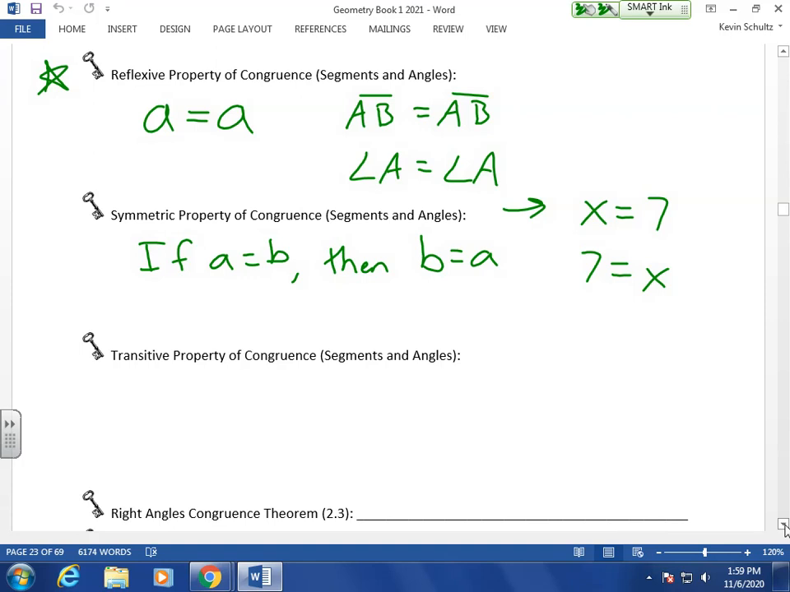Okay. So that is the symmetric property. The transitive property, and I want you to star this one as well, because this one you will use very, very frequently, says that if A equals B, and A equals C, can you predict how this is going to finish? If A equals B and A equals C, then B equals C.